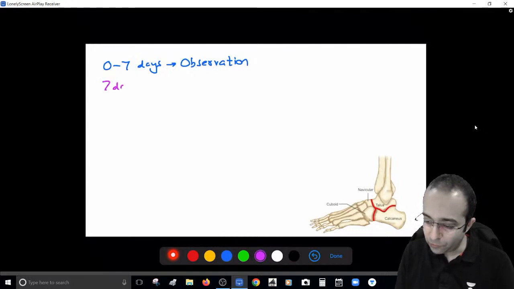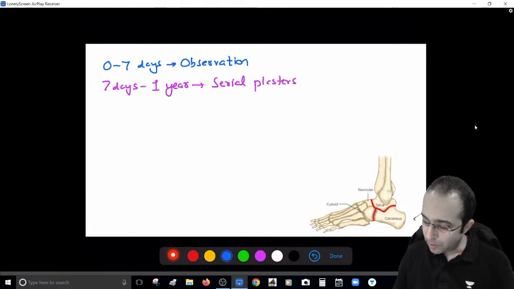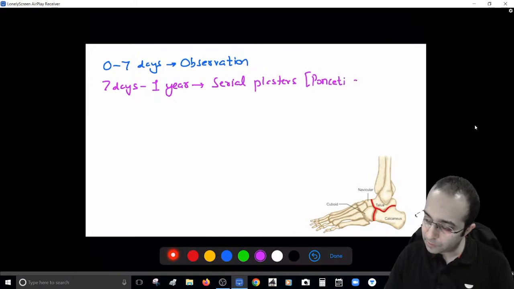From 7 days onwards, almost till 1 year, we go with serial plasters. I think you guys are pretty much clear that this is called Ponseti casting. Clear, Aman?